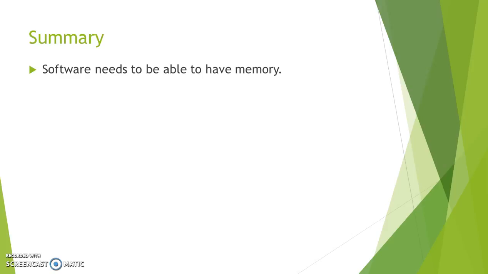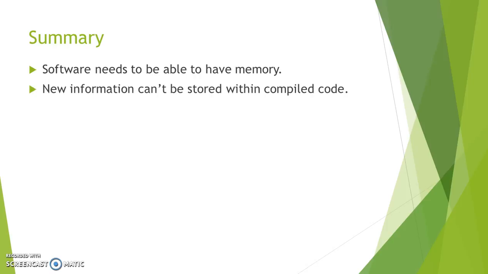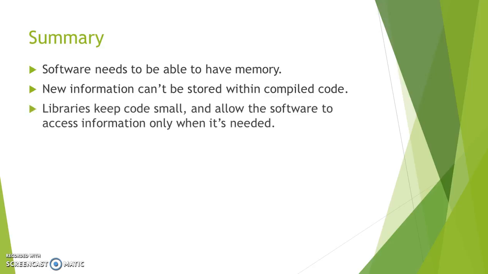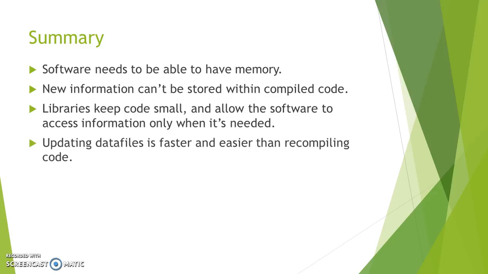Alright, so to summarize, many pieces of software need to be able to have memory. We can't store new information inside compiled code. When the application shuts down, it loses the results of our session. We can use libraries to keep our code small and to allow our software to access information only when it's needed. And updating data files is faster and easier than recompiling, debugging our code every time we make a small change to some information.